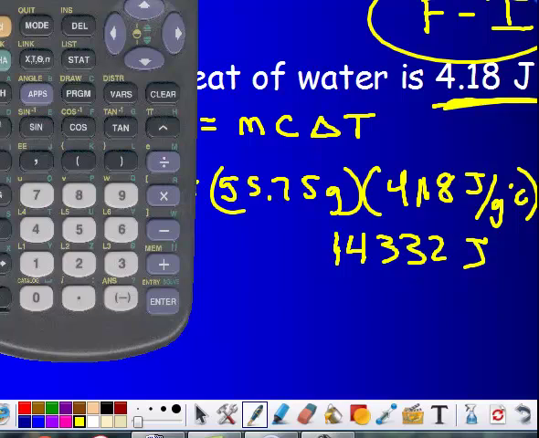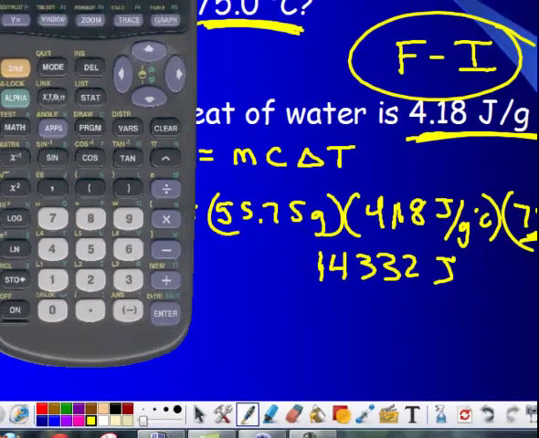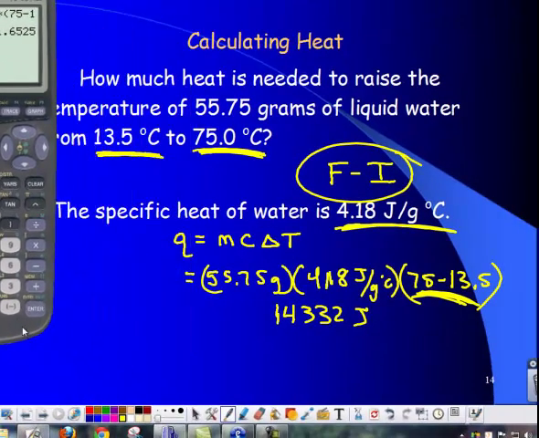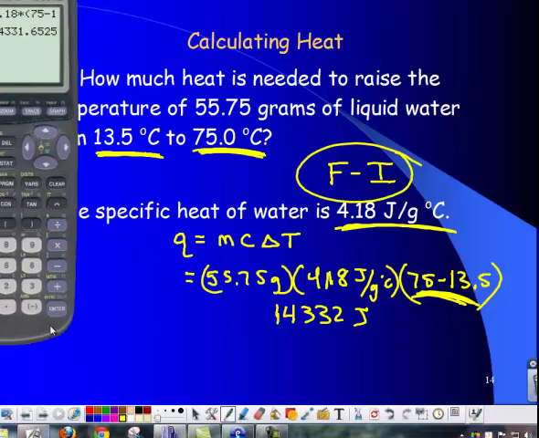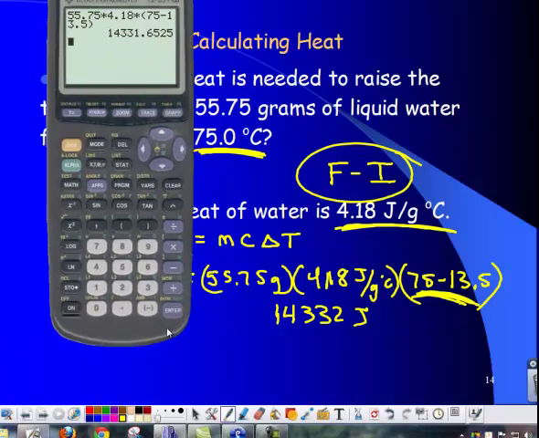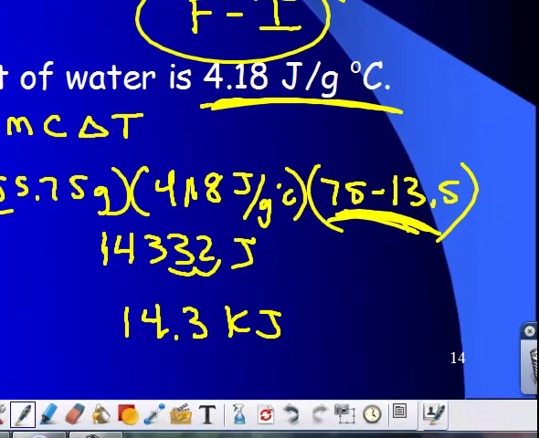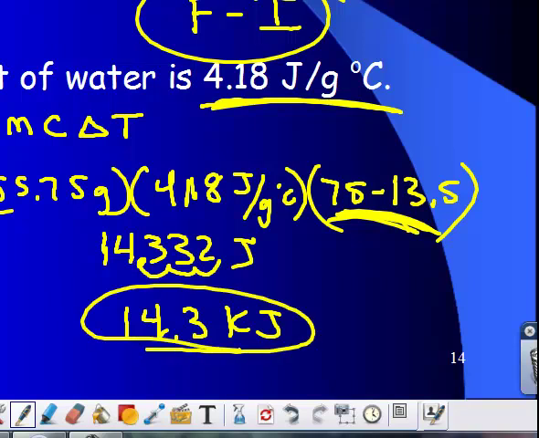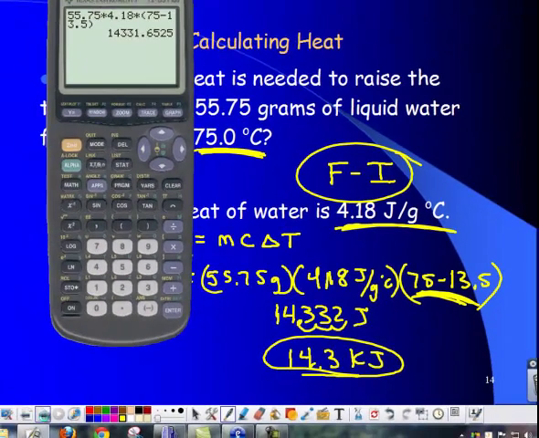We don't want a number that big as an answer. Anytime it's greater than 1,000, I like you to change it to kilojoules. Plus, it's way too many significant digits, although we're not going to be too focused on that. But each of the numbers, you can see we have a 3, a 3, and a 4 up there. So really, we should change this to 14.3 kilojoules. So move it 1, 2, 3 to the left, or divide by 1,000, and you get 14.3 kilojoules. So that's how much energy would be needed in order to change the temperature of water from 13.5 up to 75. All right, next calculation.